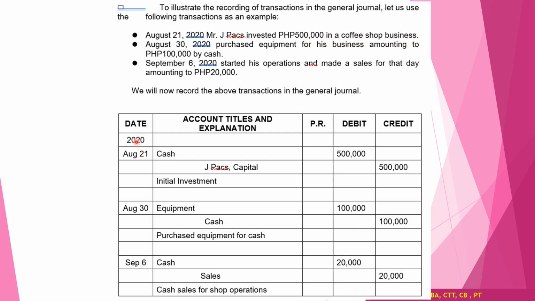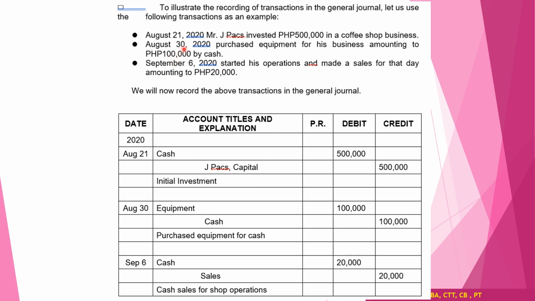So for the date, for the year 2020, you can have August 21 here. You don't have to copy the year. So just put it here below the date. Okay, so August 21. So debit cash 500,000 and credit JPAX capital 500,000. And for your explanation, this is initial investment. Or you can write here, to record initial investment.